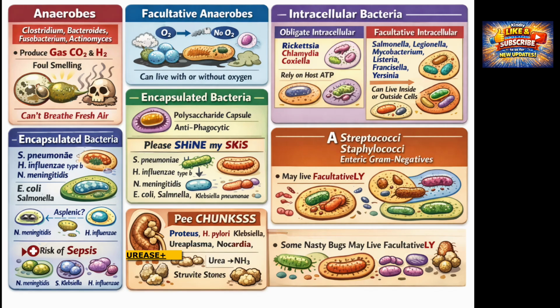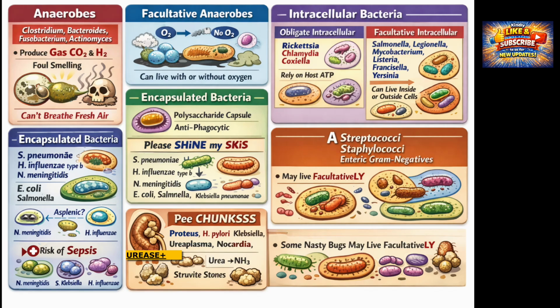In contrast, facultative intracellular bacteria, including Salmonella, Neisseria, Brucella, Mycobacterium, Listeria, Francisella, Legionella, and Yersinia pestis, can survive both inside and outside host cells. Their ability to persist within macrophages allows them to evade immune killing and disseminate systemically, which is why these infections often present with prolonged fevers, granulomatous inflammation, or relapsing disease patterns. This intracellular survival strategy is a recurring test theme linked to chronic infection and immune evasion.